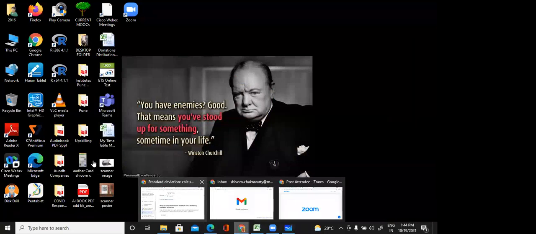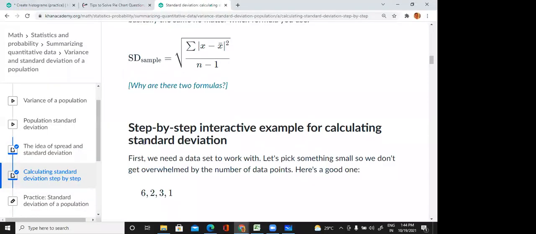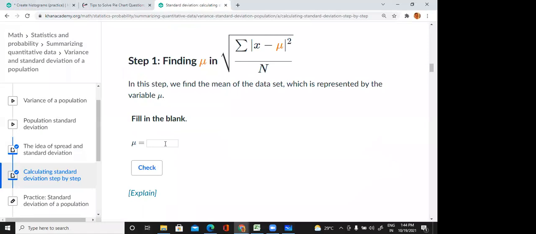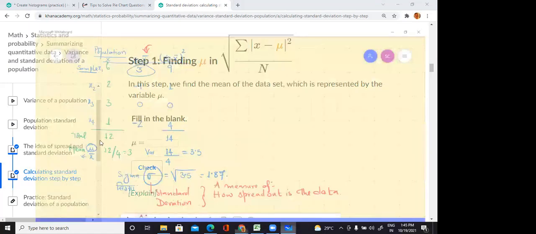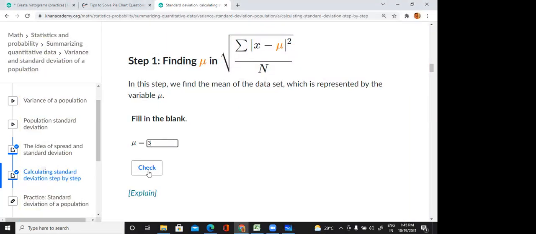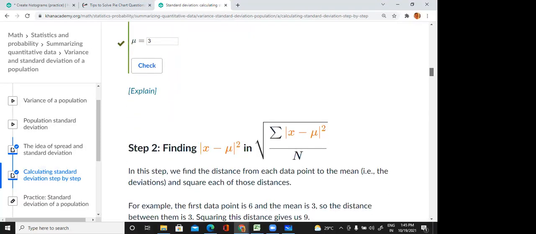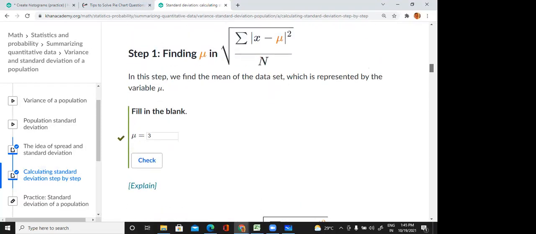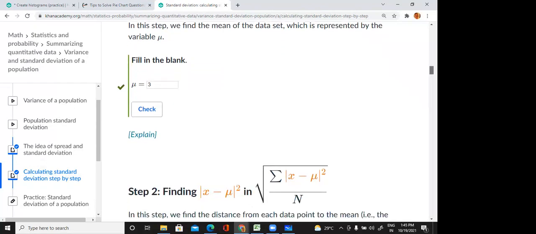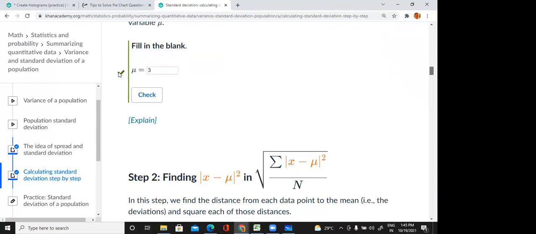Yeah. Let us check if we did everything. So our mu, this is the mean. The mean we found was 3. So we can put 3. We can check. Yes, that was correct. So why I am showing this is when you try on your own, you will also get this enriching feedback.